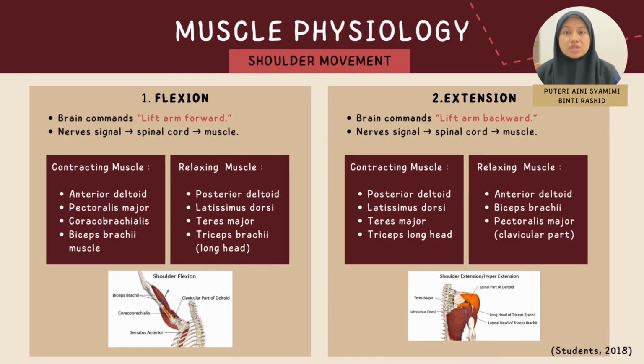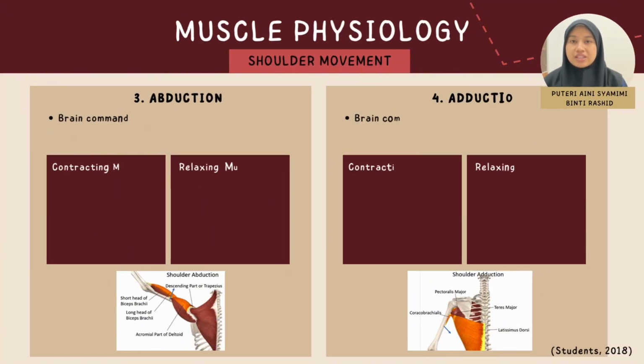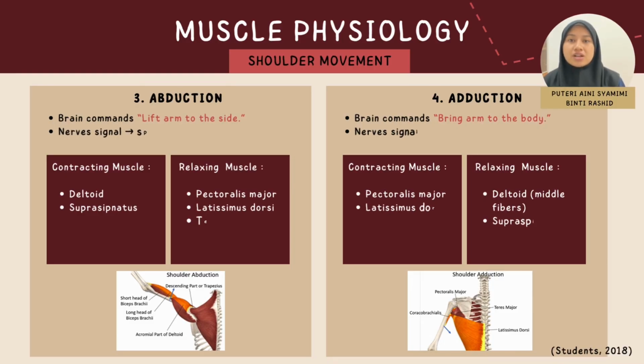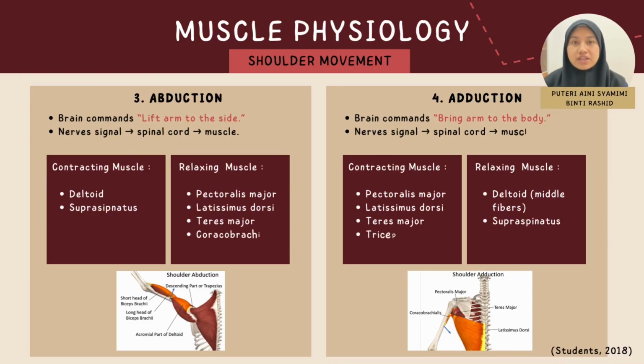Whereas the relaxing muscles are anterior deltoid, biceps brachii, and pectoralis. The movement is abduction. It is the movement of lifting your arm away from the side of your body. The brain commands to lift the arm to the side. The nerve signal from the brain reaches the spinal cord and then the shoulder muscle. Then the shoulder muscle contracts. During abduction, the contracting muscles are deltoid and supraspinatus.